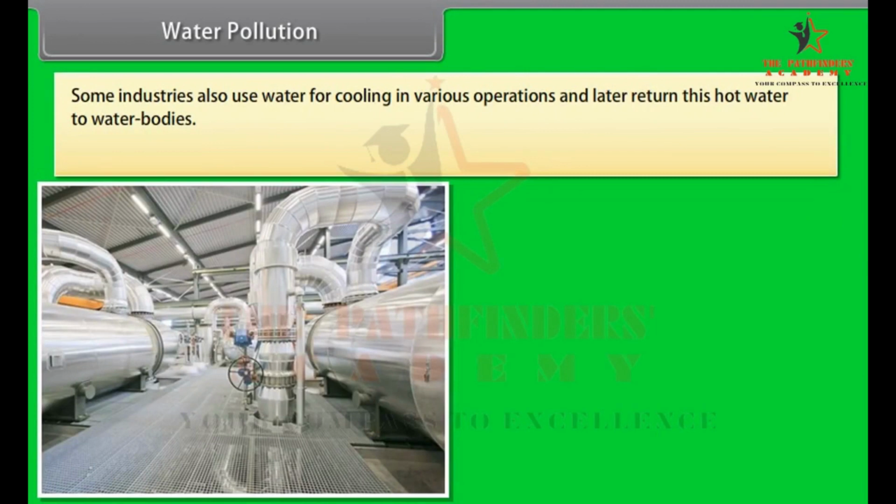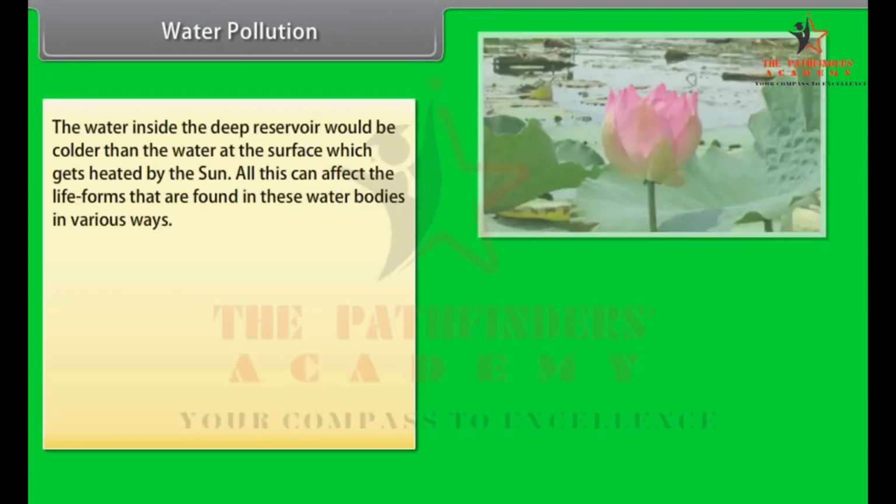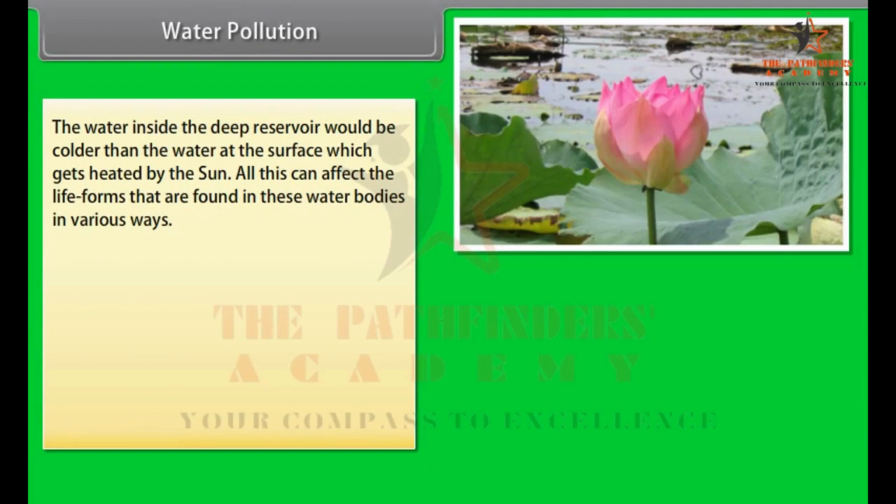It can encourage the growth of some life forms and harm some other life forms. This affects the balance between various organisms which had been established in that system. Water pollution causes the following effects: the addition of undesirable substances to water bodies. These could also be disease-causing organisms like the bacteria which causes cholera.